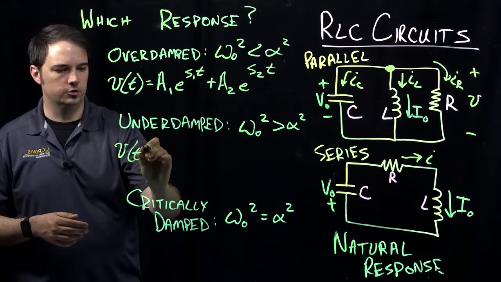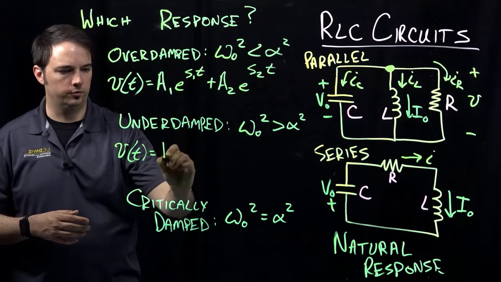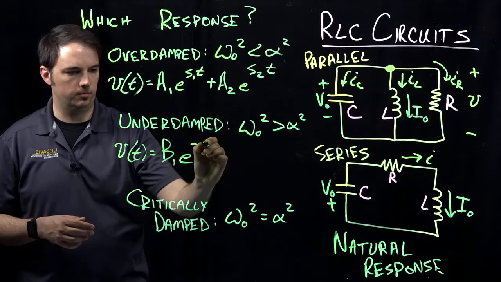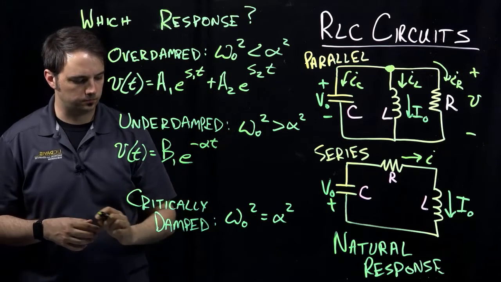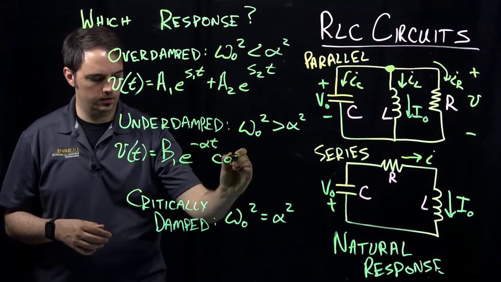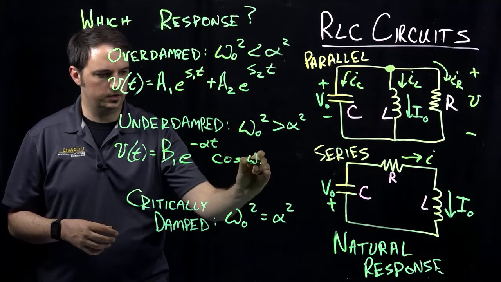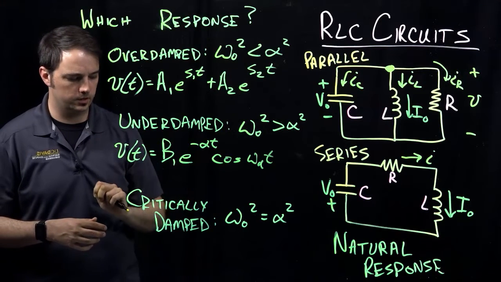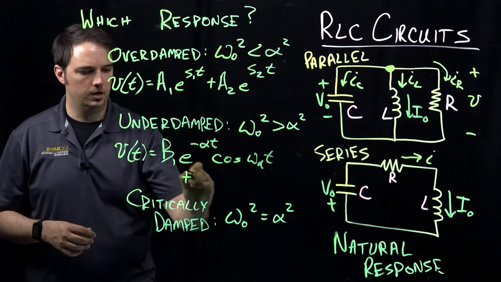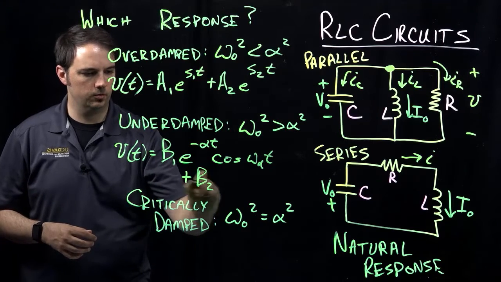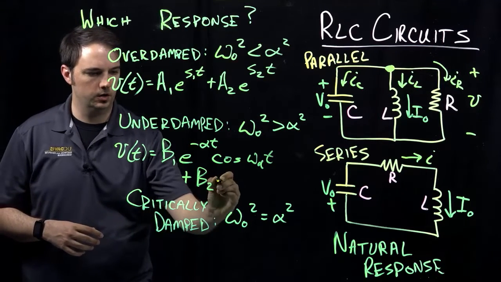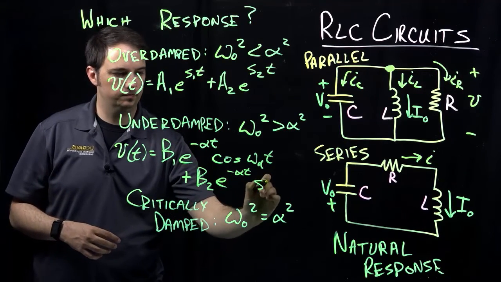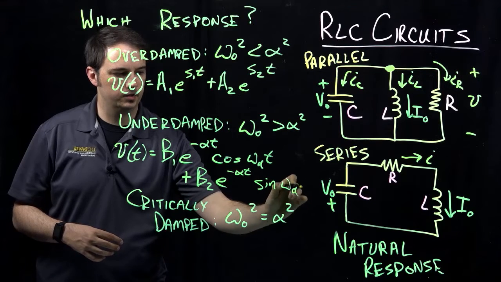So here the voltage would take the form, and I'm going to change the coefficients just to indicate these are a little bit different. We'd have B1 times exponential minus alpha t times cosine of omega d times t. I'm going to define what this omega d is, a different frequency that we're going to include now, in a minute. Plus a second term, which includes a second coefficient B2 times the same exponential minus alpha t times the sine of omega d t.